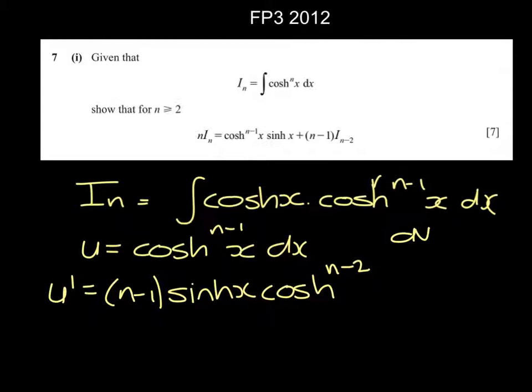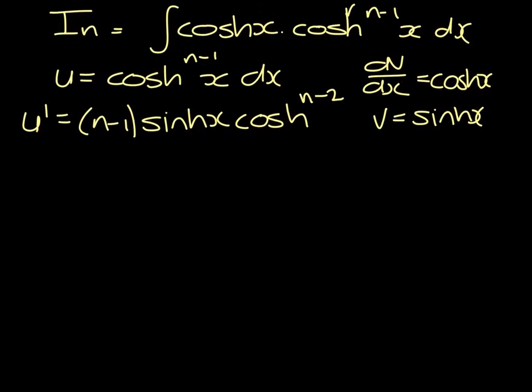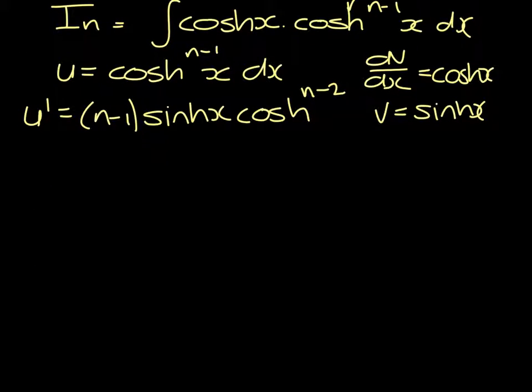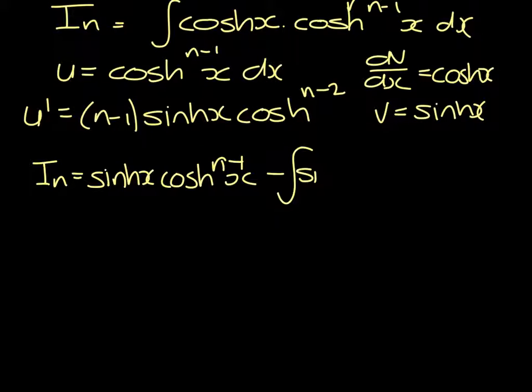dv/dx equals cosh. Whenever we integrate that, we get sinh. We now need to take these sections and put them into the integral by parts formula. So we have that In equals uv minus the integral of v du/dx.